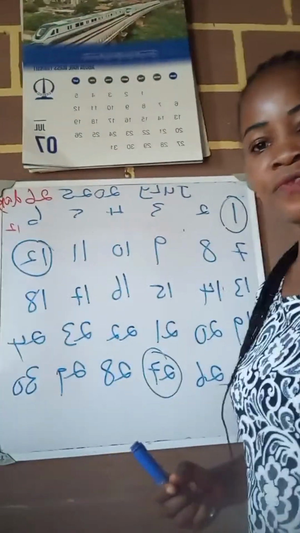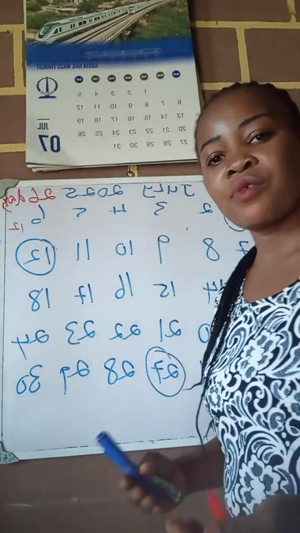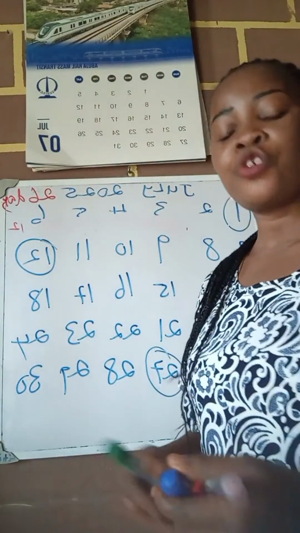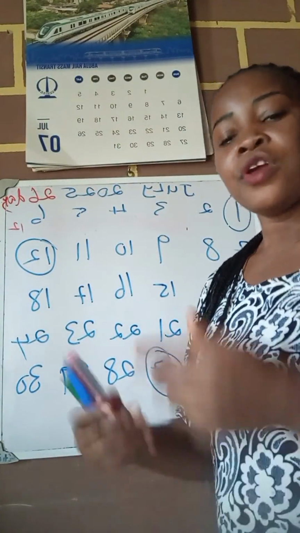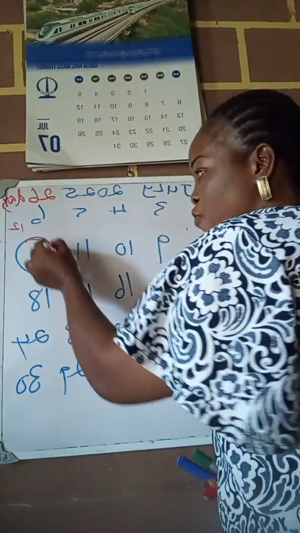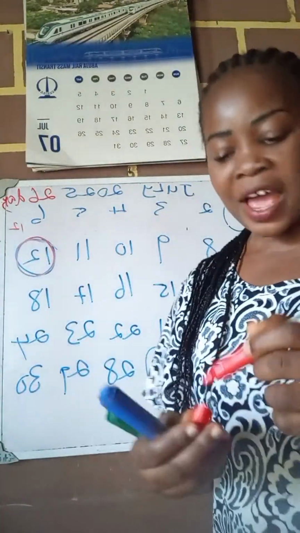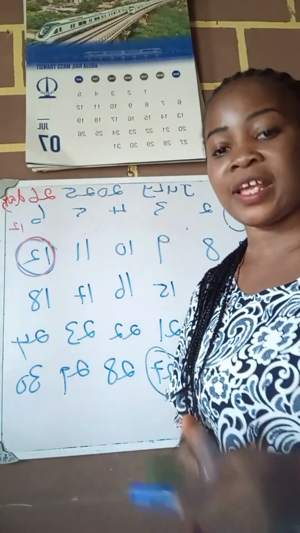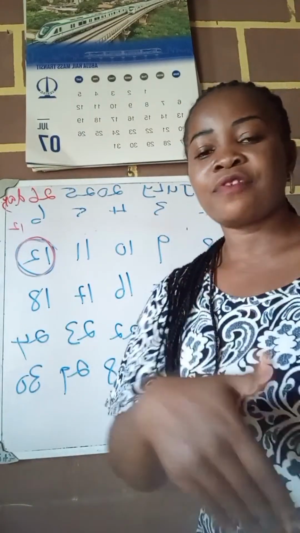Now, having known her ovulation, let's calculate her fertile window. I hope you can see this very well. Let's calculate her fertile window. How do you calculate your fertile window? Your fertile window is this ovulation day plus 5 days before that ovulation day and a day after ovulation day.